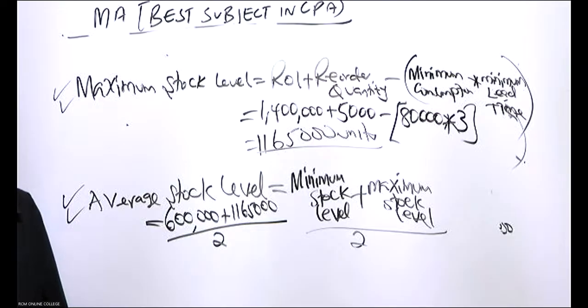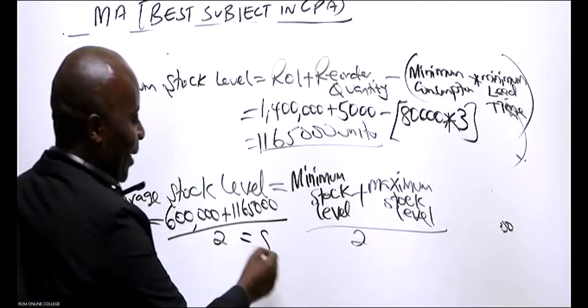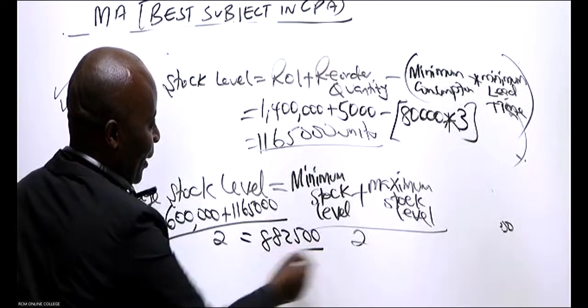So how many units are we getting? You take 600,000 plus that equals first. Whatever answer we get, we divide by 2. Inakuja ngapi? 882,500. Thank you so much.